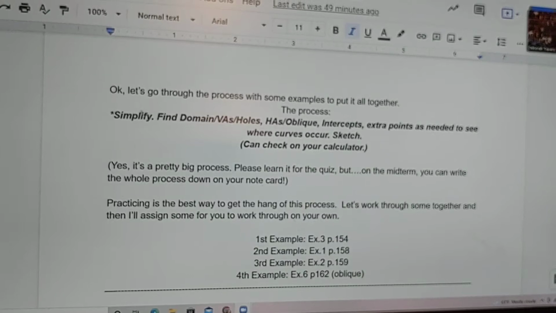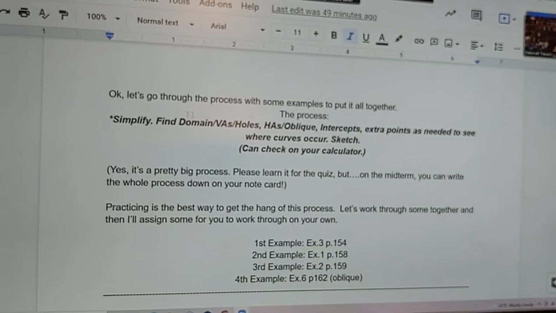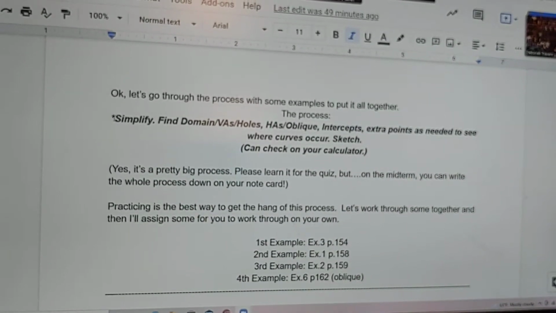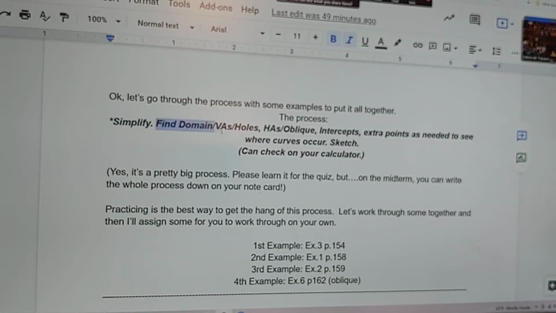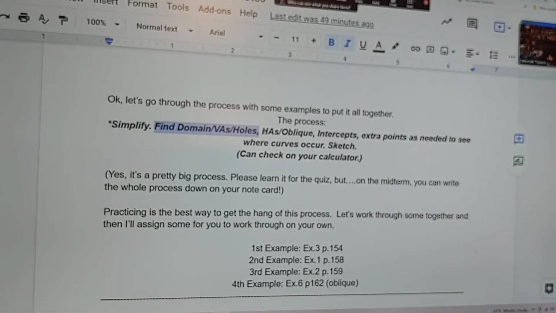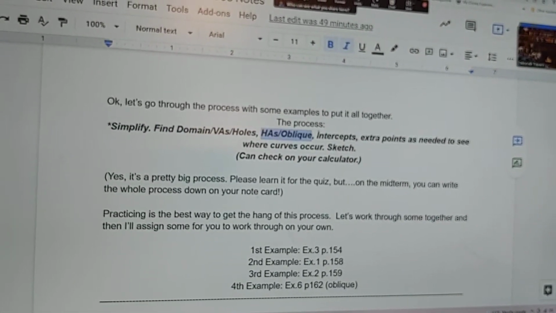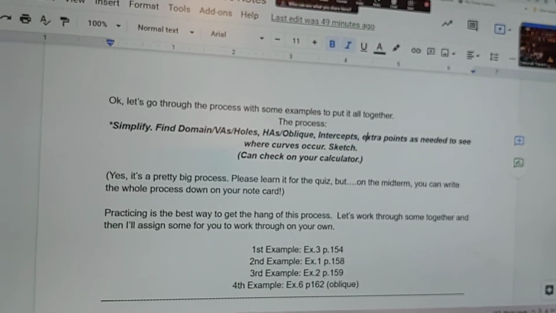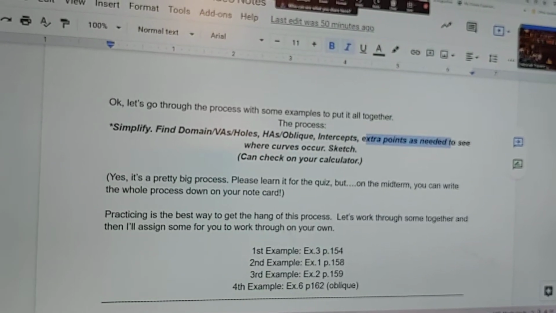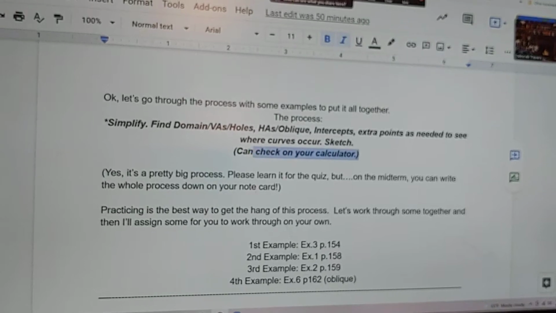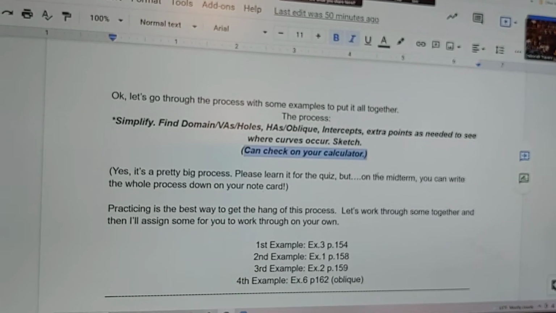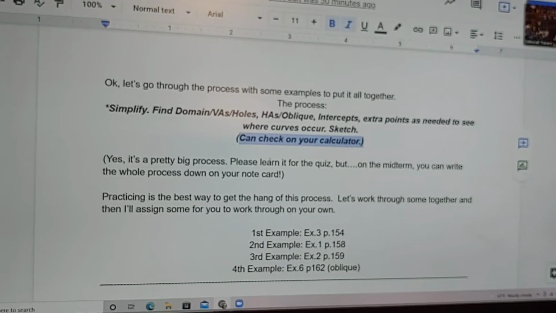All right, here's the process in a nutshell. I kind of just wrote it as one line here. You simplify, you find the domain, vertical asymptotes, holes, horizontal asymptotes, oblique asymptotes, intercepts, extra points as needed, sketch, and then you're probably going to want to check it on your calculator because it'll make you feel really good when it matches your sketch.